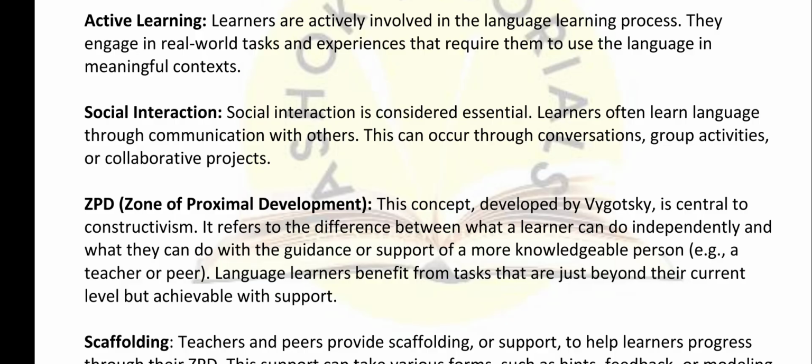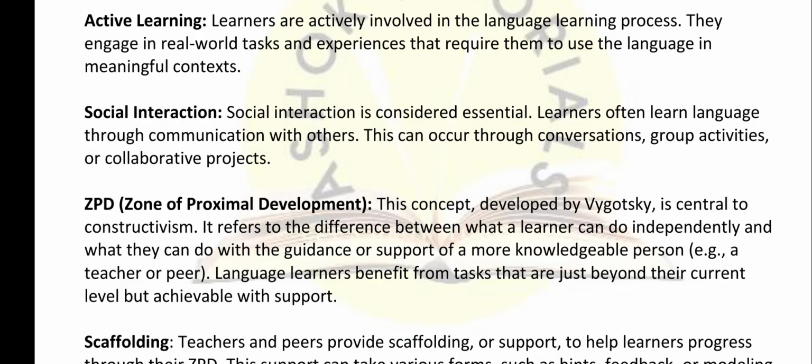Now, zone of proximal development, ZPD. If you have watched my CTP video carefully, then you already know what we mean by ZPD or zone of proximal development. I believe you already know because I already taught you in CTP. So whose theory was it? Is it Piaget or Vygotsky? It is Leo Vygotsky, right? So Leo Vygotsky gave this. What is the meaning of this ZPD or zone of proximal development?